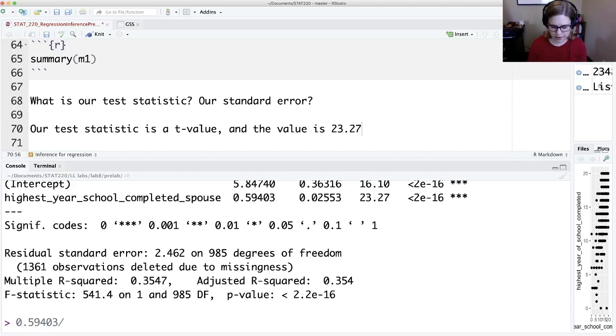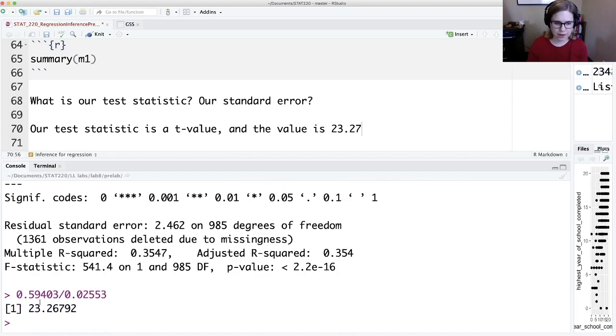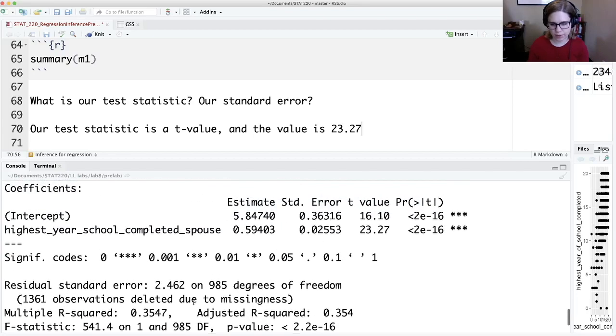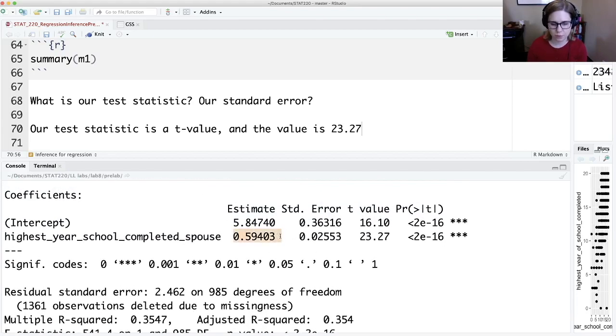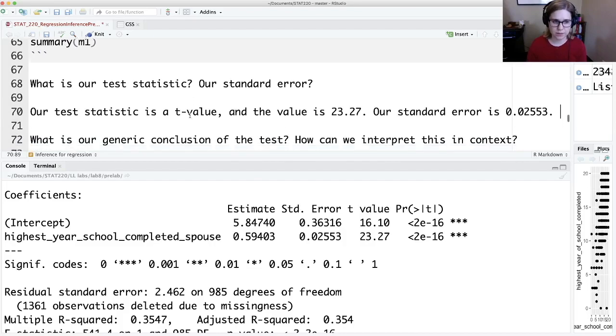And if we wanted to verify that, we could always do the B1, 0.59403, divided by 0.0253, because that's our standard error. And that's how we got that 23.27, or that's how R got it. It just divided this point estimate by the standard error. So those are a couple pieces of information you might need.